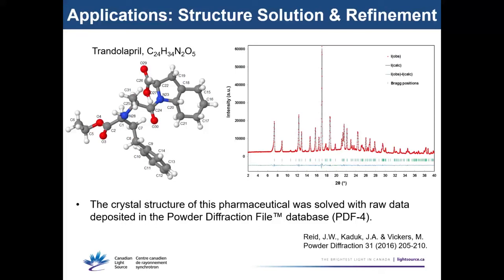In addition to the d-spacing and intensity lists used for phase identification, the powder diffraction file actually has thousands of raw data sets as well that are loaded in it now. And we used this one to solve the crystal structure of trandolapril, which is a common drug used for hypertension or high blood pressure. And we'll actually take a closer look at this structure solution tomorrow.